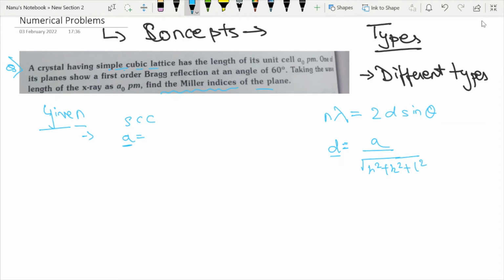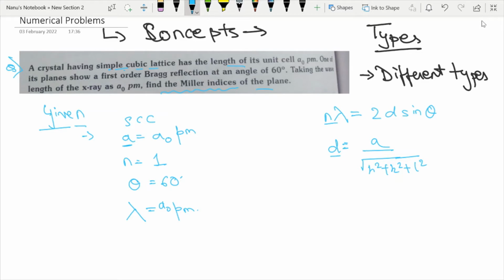So over here the A is given, the length of the unit cell is A0 picometer. So I'm doing nothing but just writing what is given. One of its planes shows a first order Bragg reflection. First order means n is equal to 1, right? At an angle of 60 degree. So this theta is 60 degree, right? Taking the wavelength of the X-ray as A0 picometer. Again, it's A0 picometer. Anyways, so I'm just writing everything that is given to me. Sorry, A0 picometers. This is also in picometers, right?